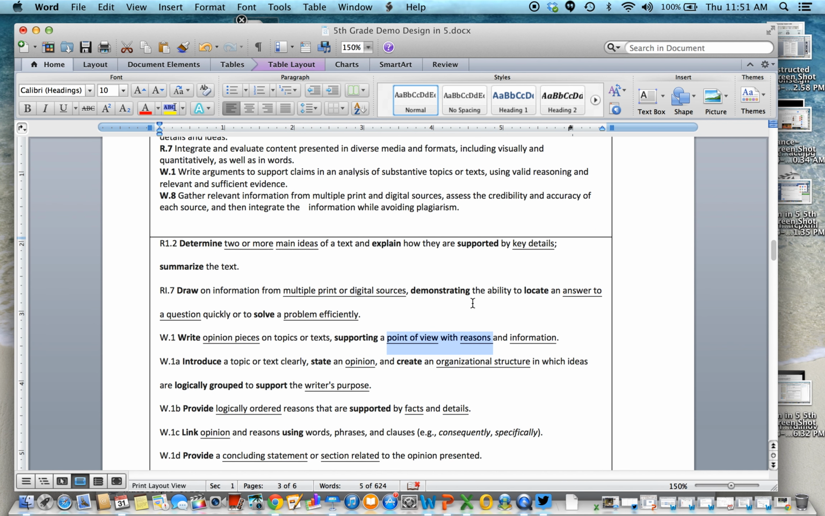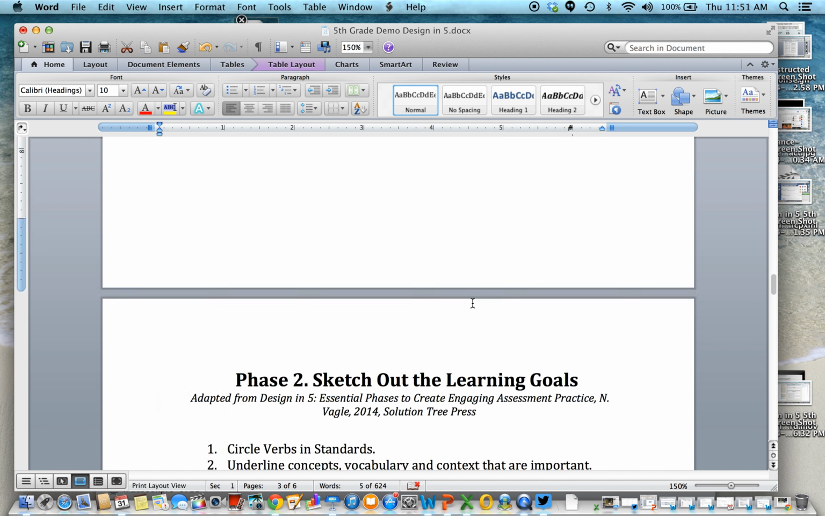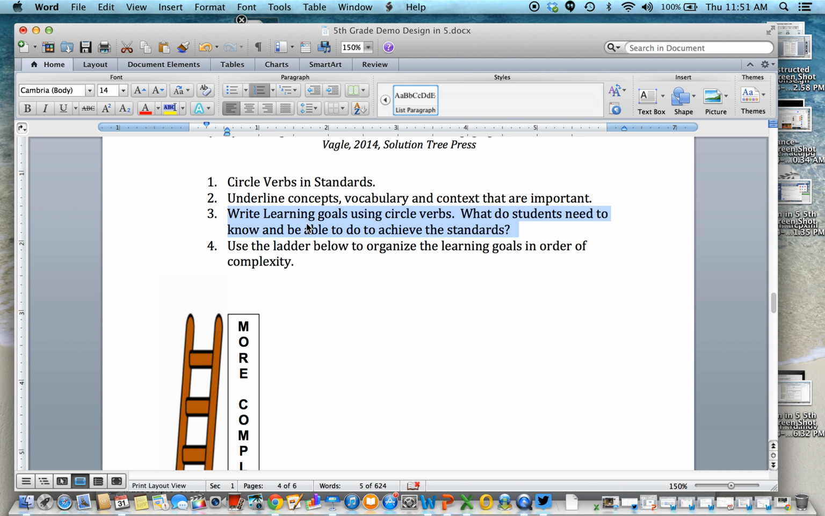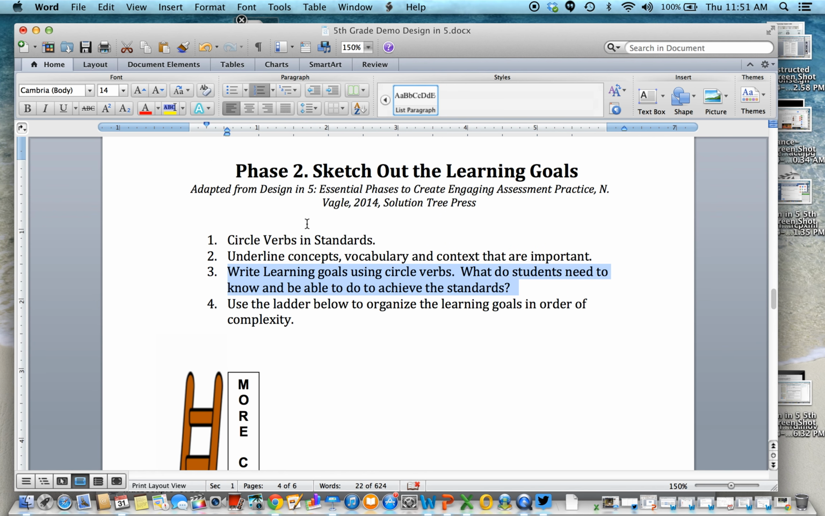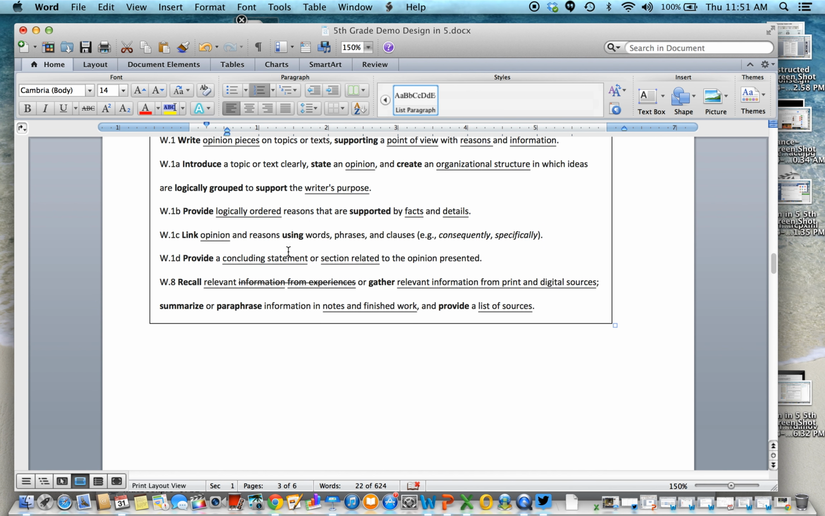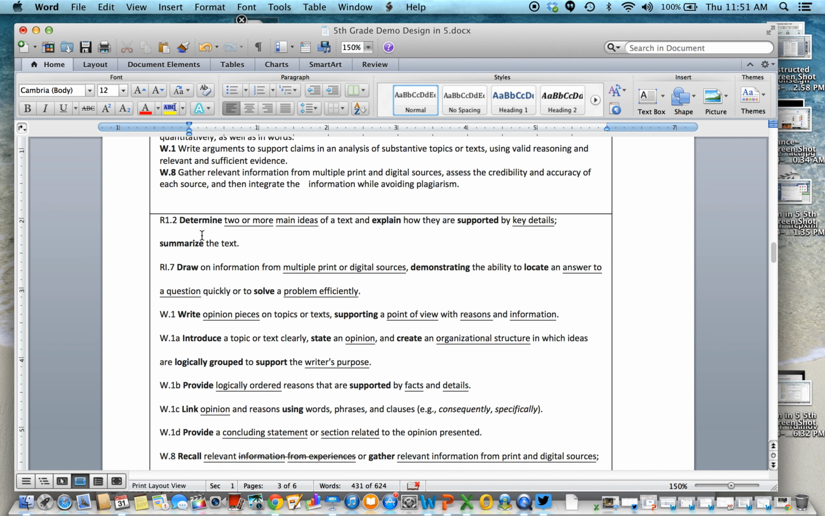All right, so after I've underlined and circled, now I'm going to start to write some learning goals. And I'm going to use the student-friendly frame that is I can. So we're right here on number 3, writing learning goals, using some of those circled verbs. What do students need to know and be able to do? So let's see here. If I go up to this first one, determine 2 or more main ideas of a text and explain how they are supported by key details. Summarize the text. So there are multiple learning goals here.